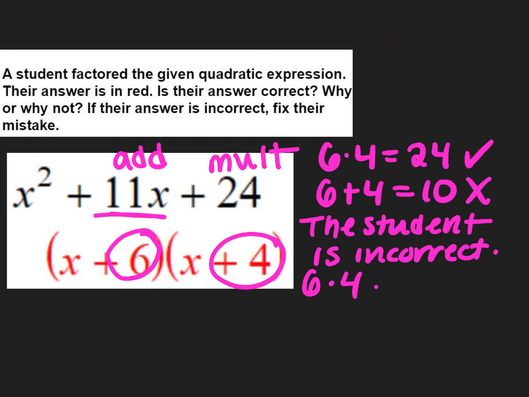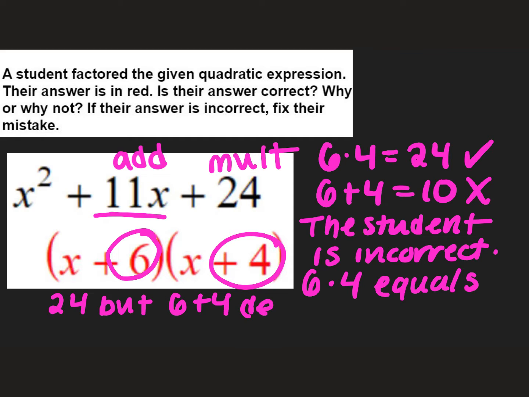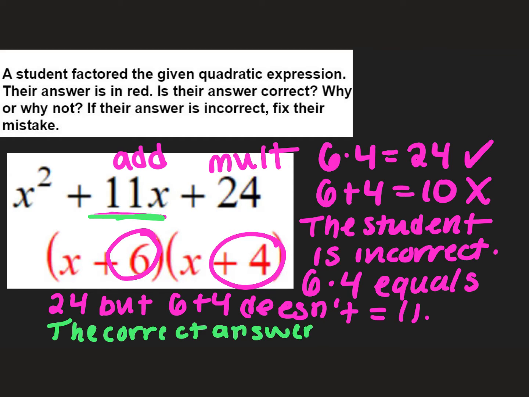6 times 4 equals 24, but 6 plus 4 doesn't equal 11. The second part is you need to, if it's incorrect, fix their answer. So the two correct numbers that would multiply to 24 and add to 11 would be 3 and 8. So you would then have to say the correct answer is x plus 3, x plus 8.